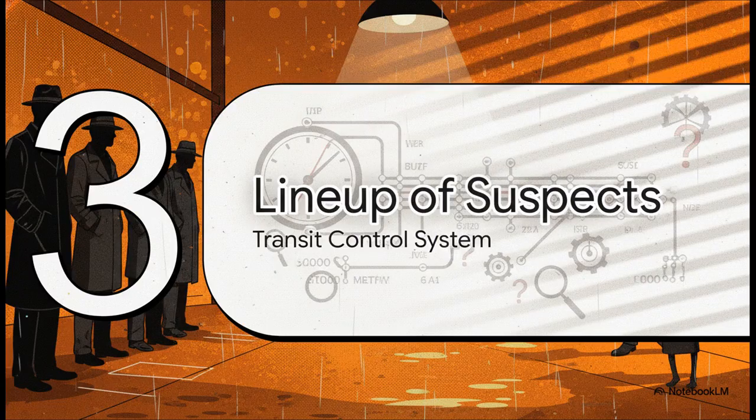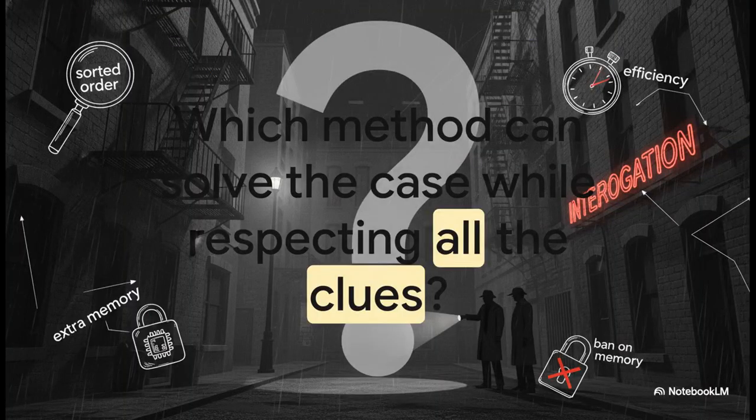Okay, so we've got the lay of the land, we understand the case. Now it's time to bring in the usual suspects, our potential methods for solving this thing. We're going to line them up, interrogate each one, and see which one can actually get the job done within the strict rules we've uncovered. So the question we've got to ask each of these methods is pretty simple. Can you solve this case while respecting all the clues we found? The sorted order, the need for top-notch efficiency, and that absolute ban on extra memory.